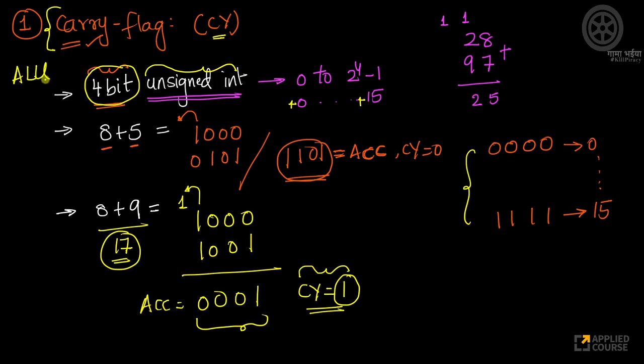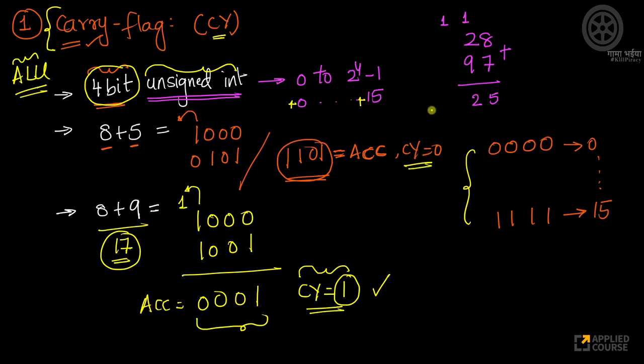Whenever you perform arithmetic operations on the inputs to your ALU, the question is: is there a carry from the most significant bit or not? If there is a carry, in this case the carry bit is set to 1. If there is no carry, the carry bit is set to 0.